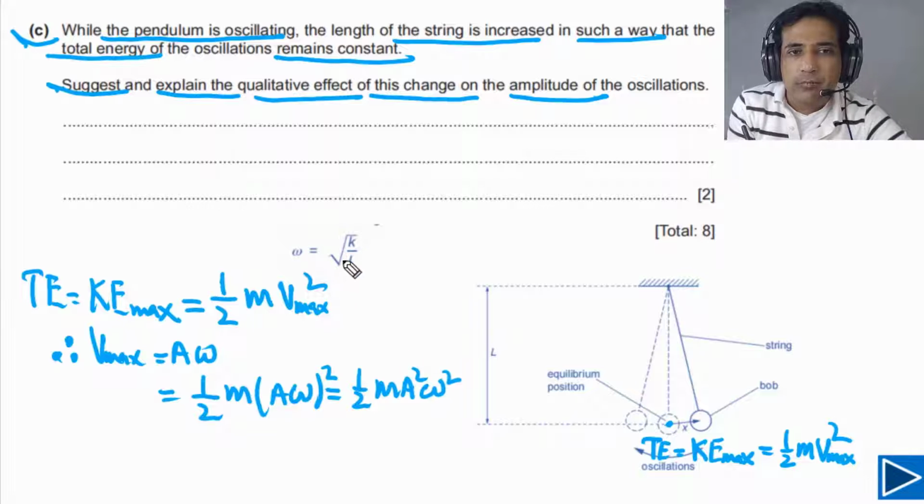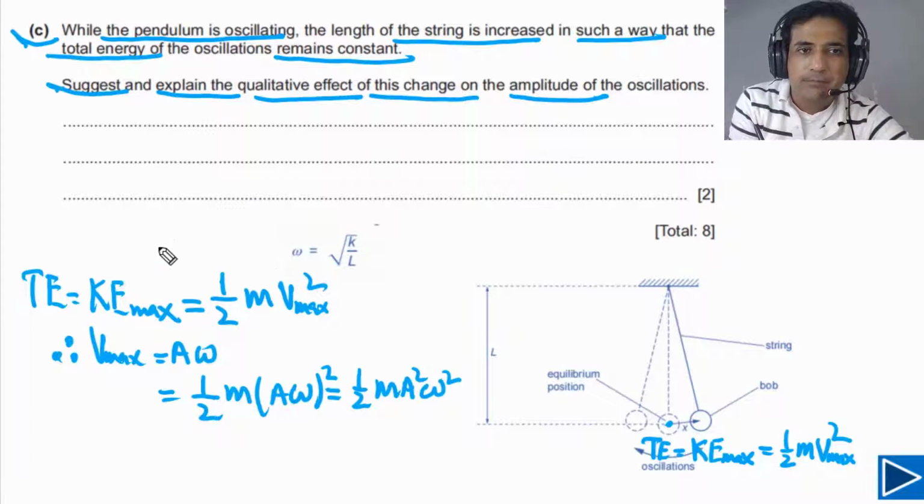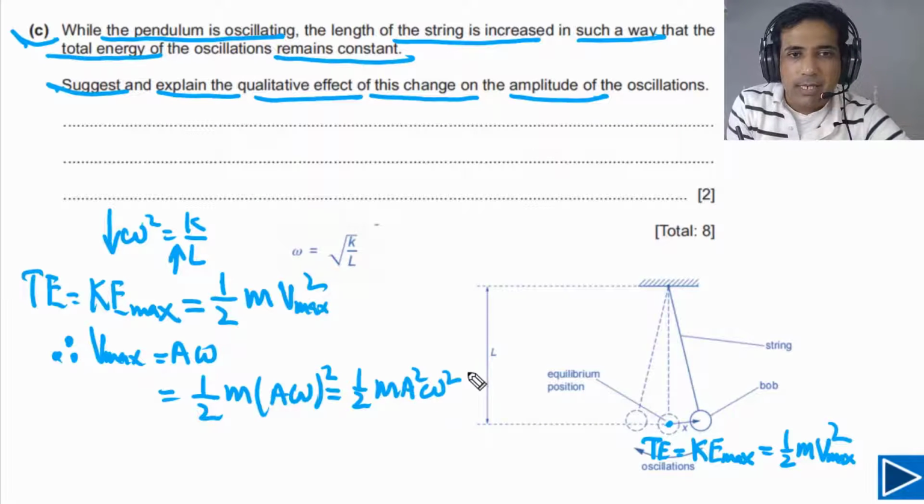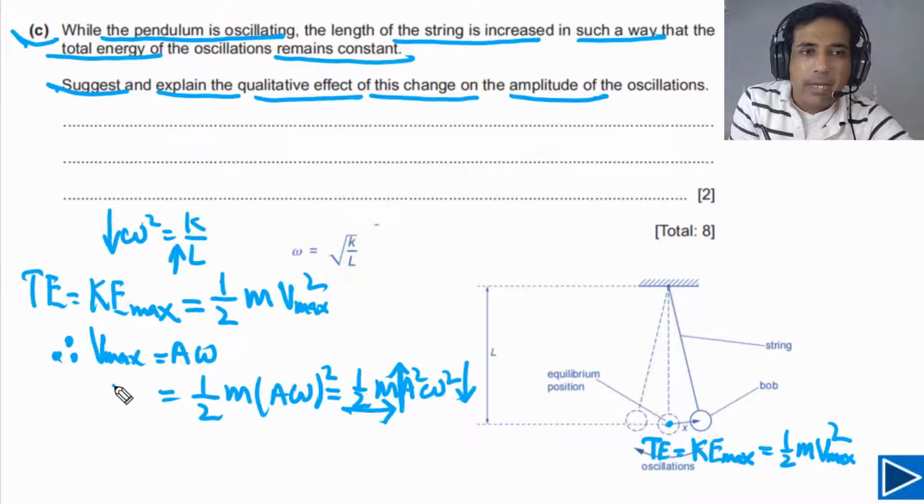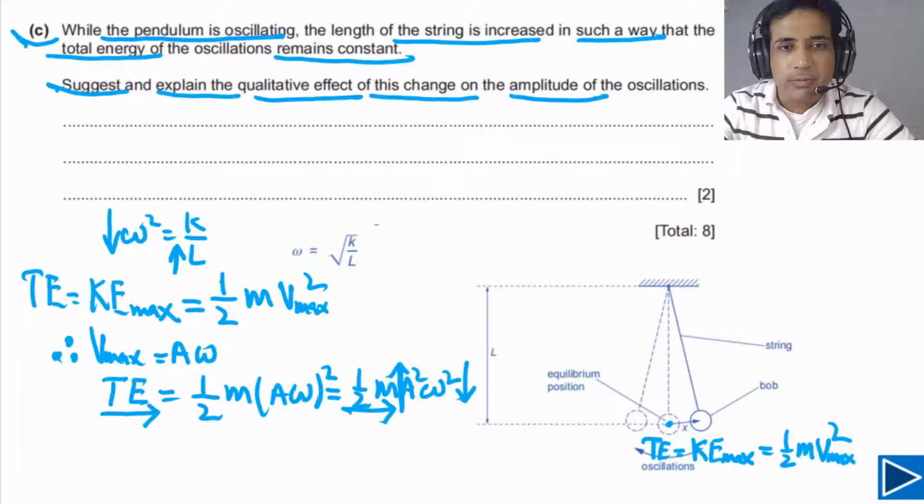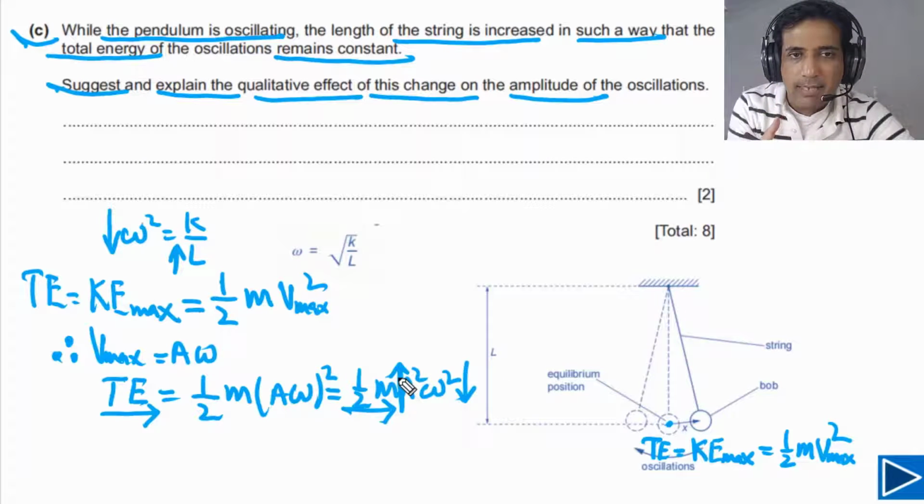Now we need to understand what is the effect of L on omega. So we can rewrite omega square. This is equal to K over L. If L increases, it means omega has to decrease. So it means that omega in this case is decreasing. If omega decreases, it also means that A has to increase. Means the amplitude has to increase because 1/2 m is constant and total energy of oscillations, that is also constant. It simply means that if omega decreases, A has to increase because total energy remains constant.